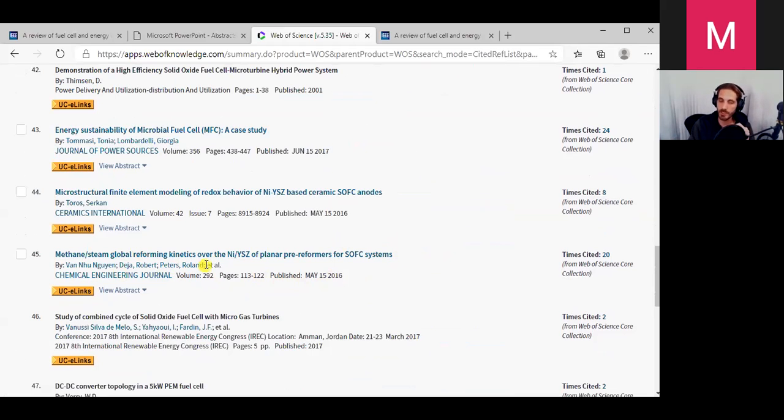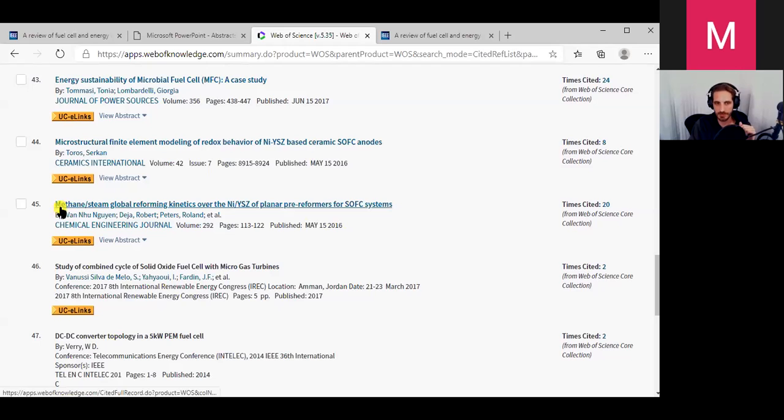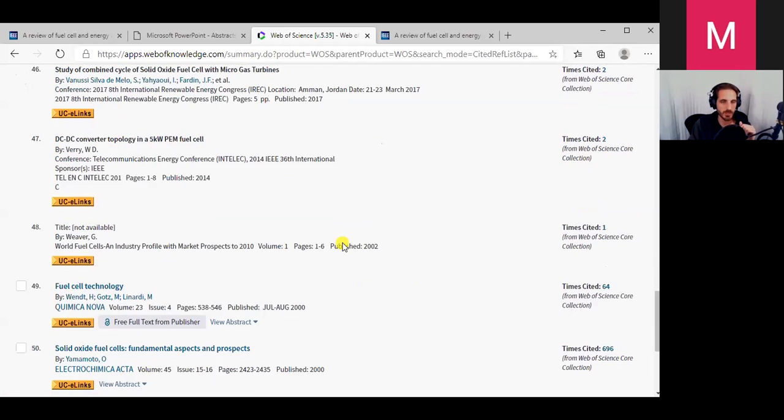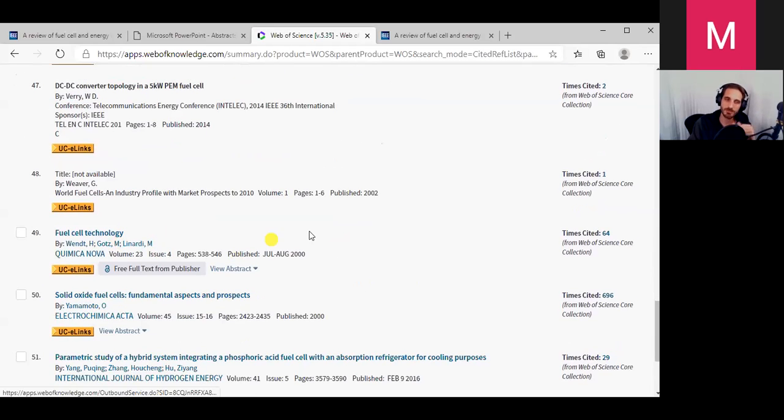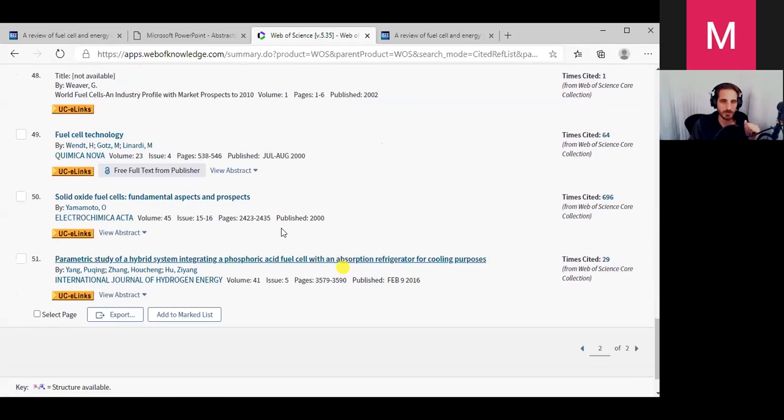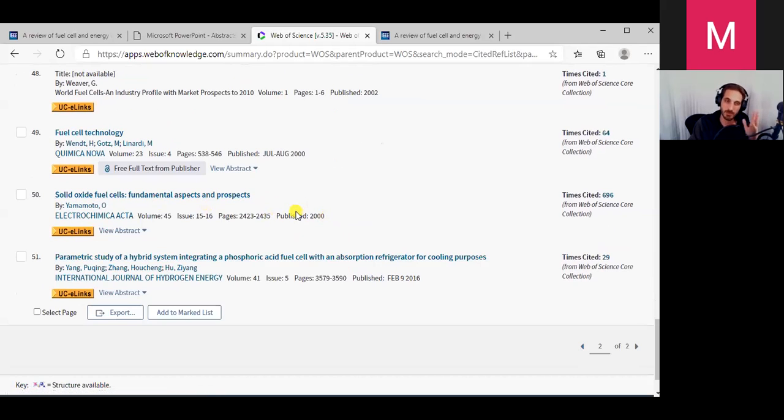Global Reforming Kinetics could be a place to go. It's in Chemical Engineering Journal. That might not be too bad. Actually, yeah, let's dig into that because that has methane in it. That'll be a good one for us to dig into. Fuel cell technology, probably too broad. Fundamental aspects and prospects. I might go into that if I'm trying to learn more about it.